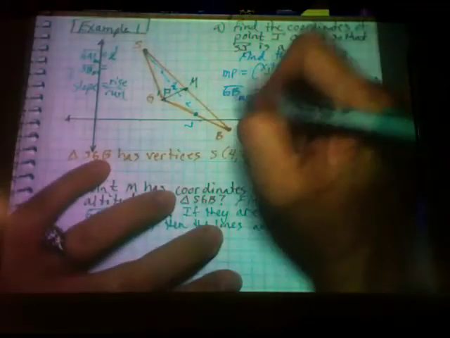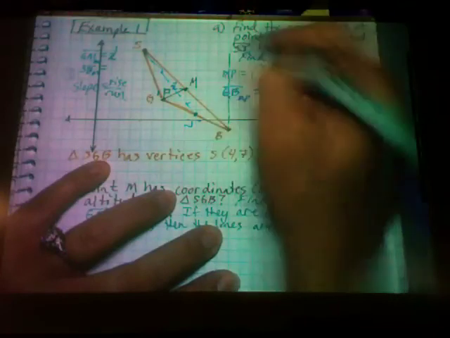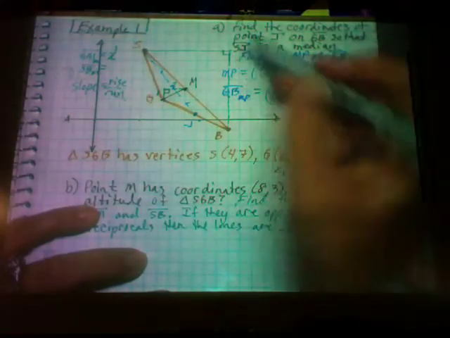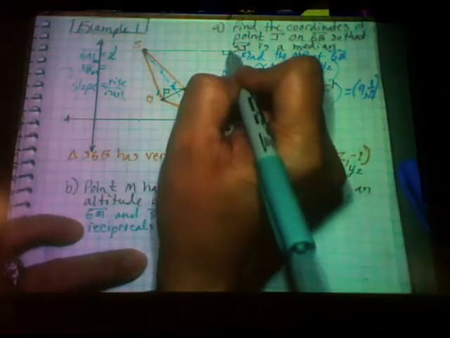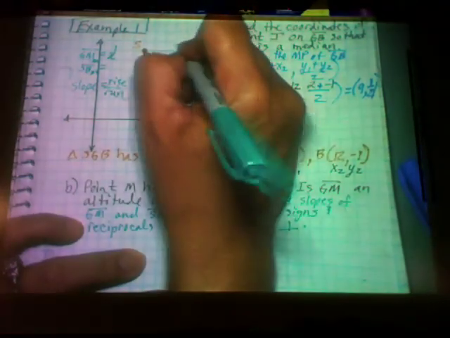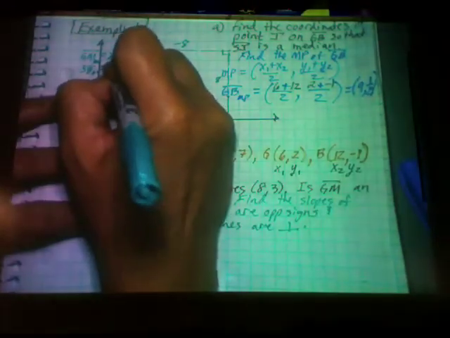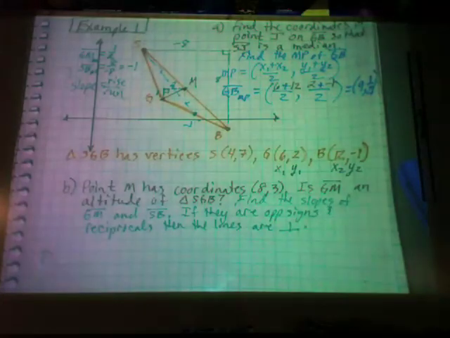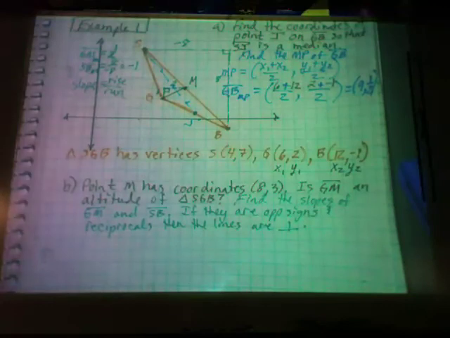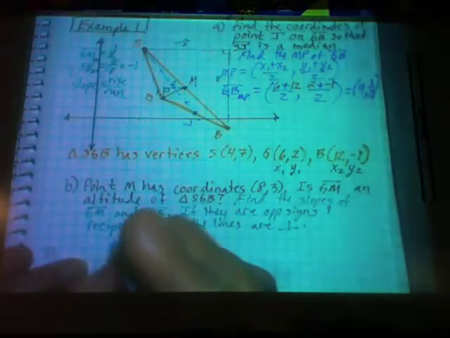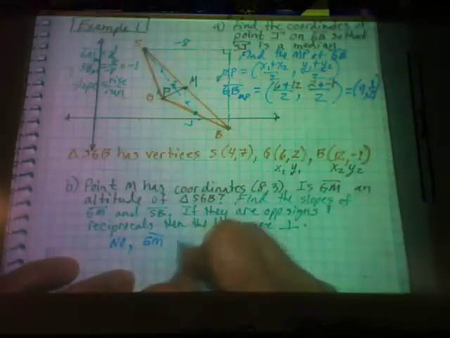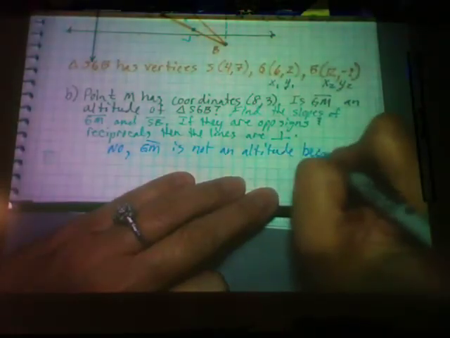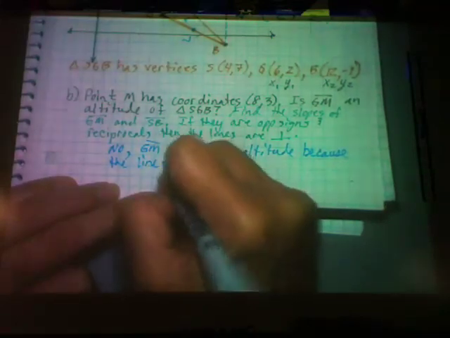So let's find the slope of SB using the same method. SB. So from S to B, I want to make a stair step. So it's going to be a big one. You could do above or below. How far up? 8. And isn't this a positive 8 because we went up? Now we're going to the left. Left is negative, and isn't it 8 again? So we have our rise is positive 8 over our run is negative 8. What does that reduce to? -1. They were opposite signs, but not reciprocals. We needed it to be -2. So is this an altitude? No. So your answer has to be no. Segment GM is not an altitude because the lines are not perpendicular.